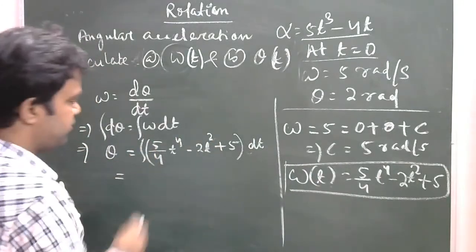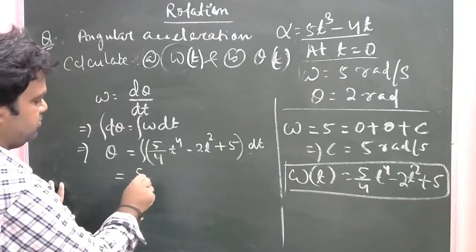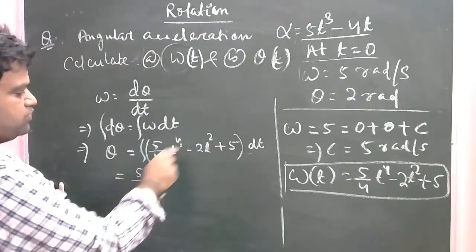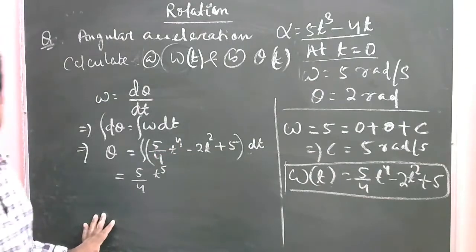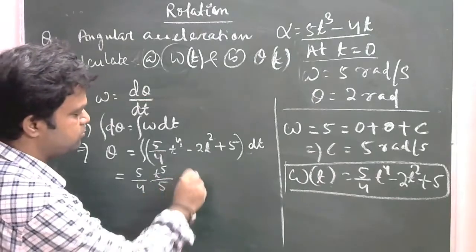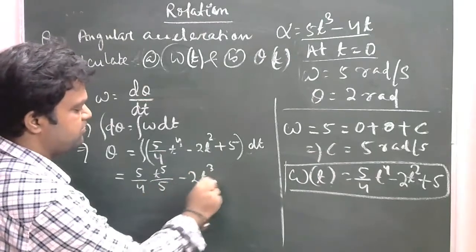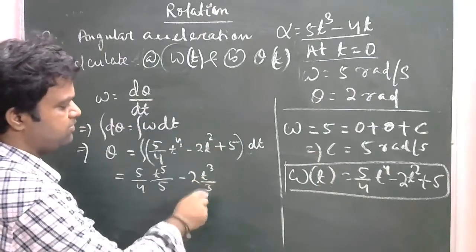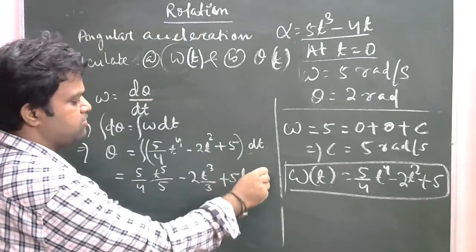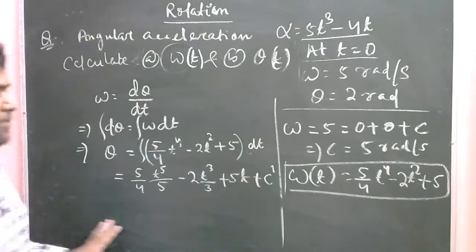Now directly I am taking the constant outside, and t to the power 4 is 4 plus 1, using the n plus 1 by n plus 1 formula. So t to the power 5 by 5 minus 2 t to the power 3 by 3, and integration of 5 dt is 5t plus a constant, let's say c prime.